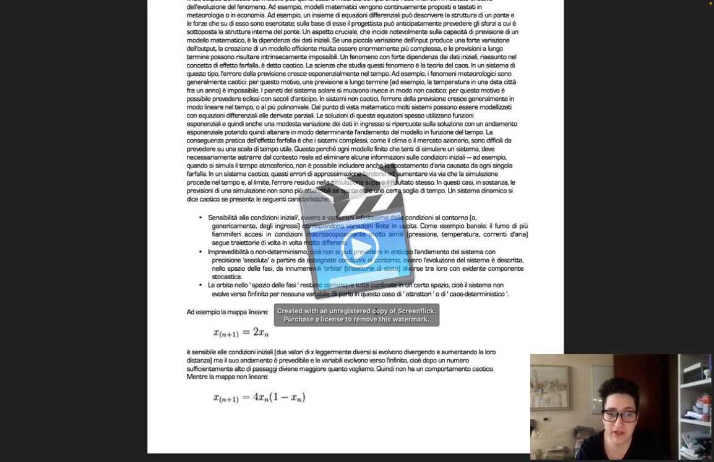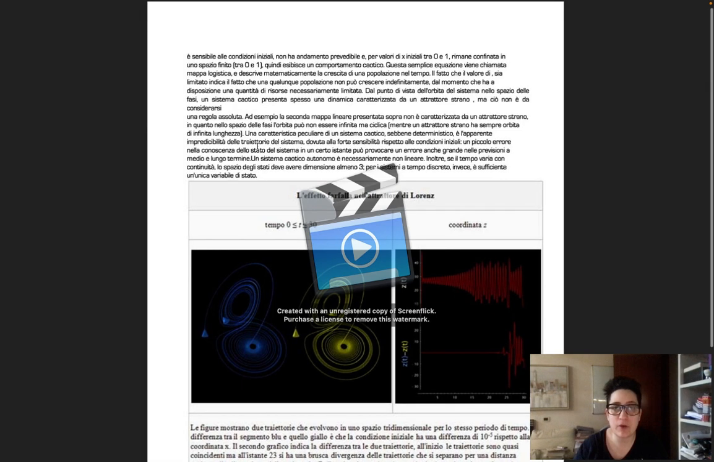Instead, this other non-linear map, which is x_{n+1} = 4x_n(1 - x_n), is a chaotic system because it is sensitive to initial conditions, does not have a predictable evolution, and for initial values of x between 0 and 1, it remains confined into a finite space between 0 and 1, and thus exhibits a chaotic behavior. This simple equation is called the logistic map, and it describes mathematically the growth of a population through time. The fact that the value of x is limited indicates that any population cannot grow indefinitely, since it has an amount of resources that is necessarily limited.